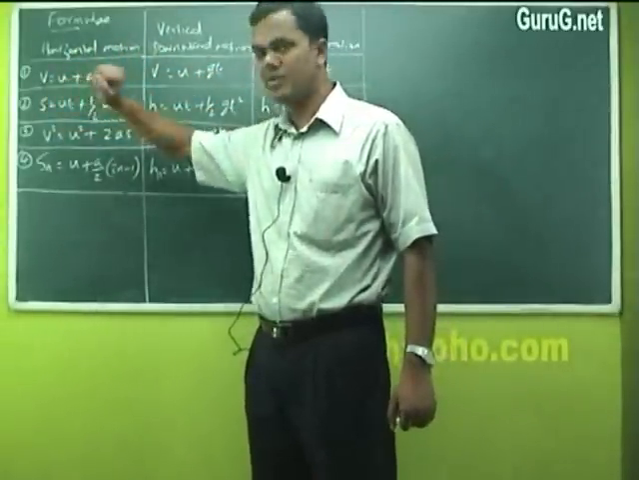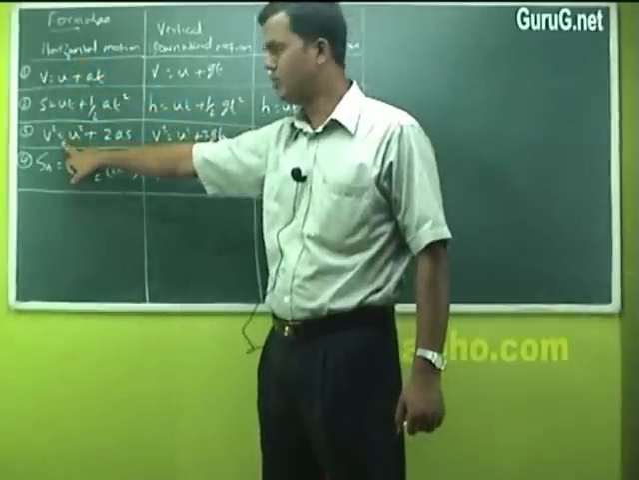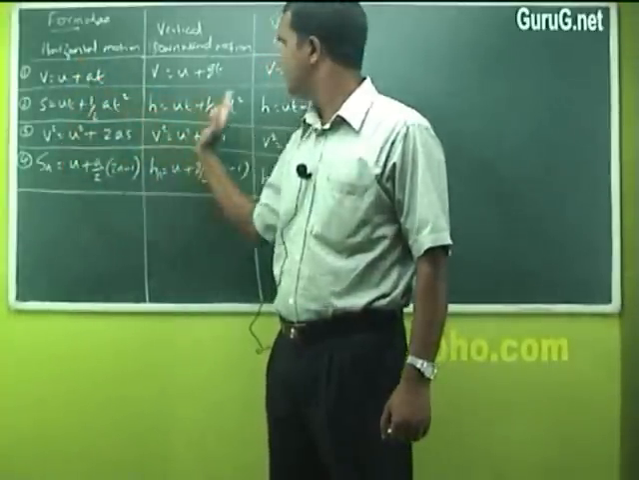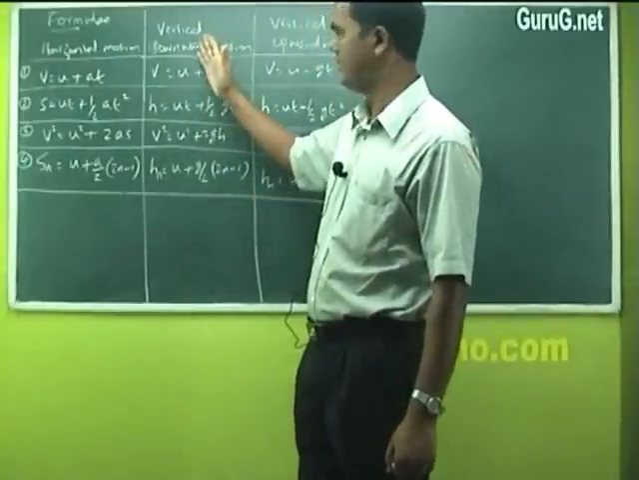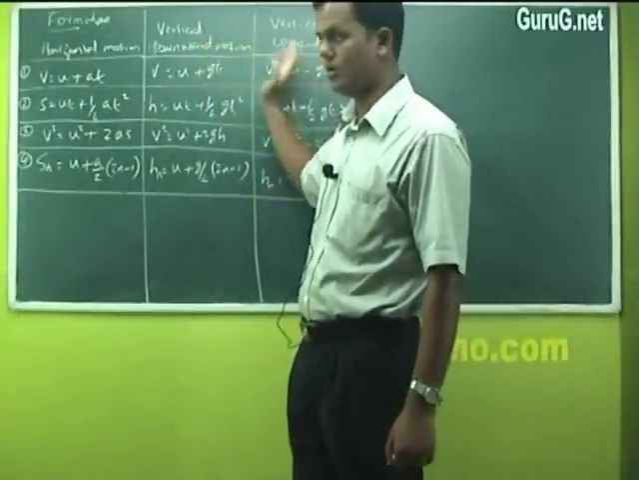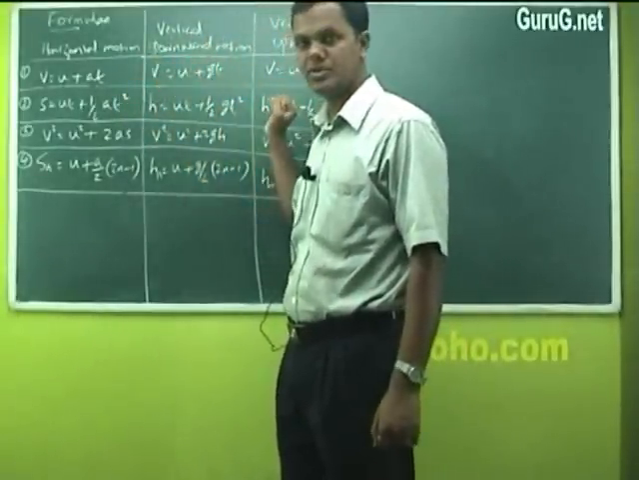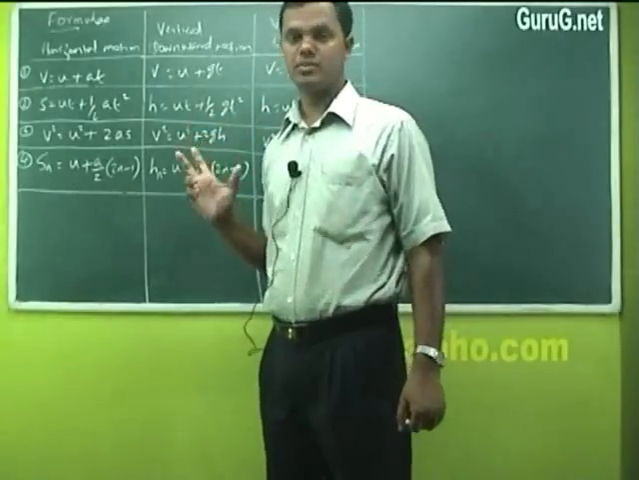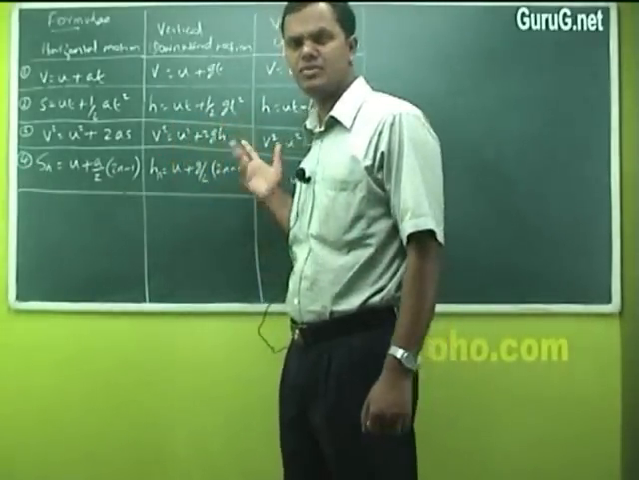This is one equation for velocity, again for horizontal motion. One more here, velocity. Depending on the motion of the body, whether it's up or down or horizontal, you can choose the equation. You have to remember it and solve the question. That will be very easy to find out.